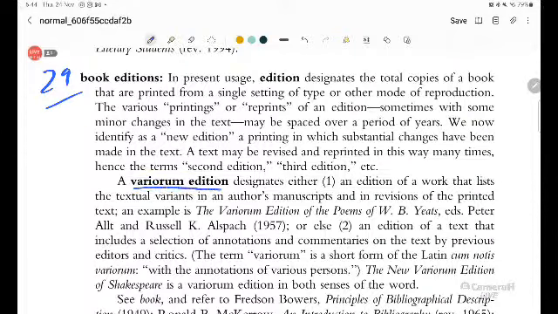The variorum edition designates either an edition of the work that lists the textual variants in an author's manuscript and in revisions of the printed text. An example, in the variorum edition of the poems of W. B. Yeats, eds. Peter Allt and Russell K. Alspach, or else an edition of a text that includes a selection of annotations and commentaries on the text by previous editors or critics.